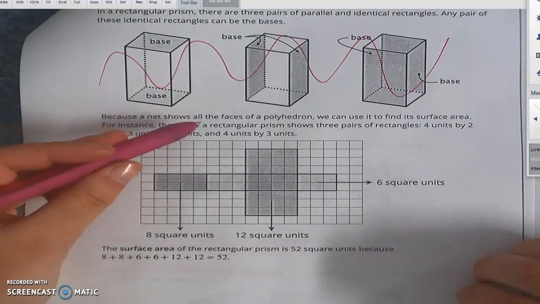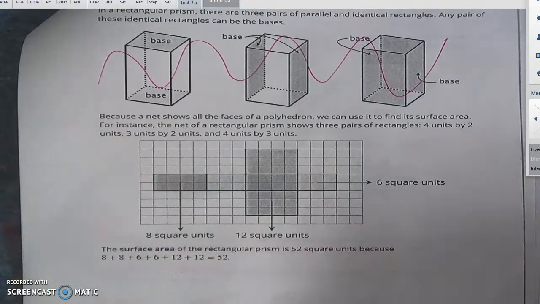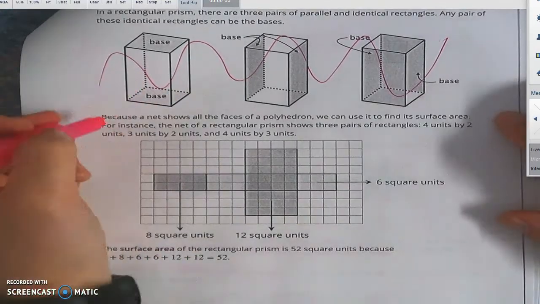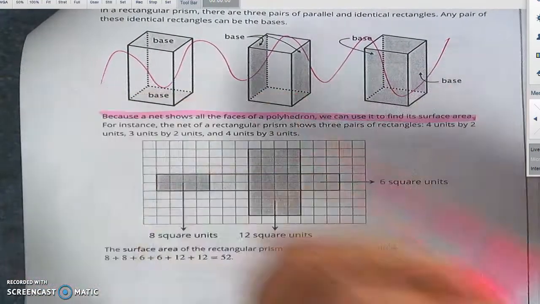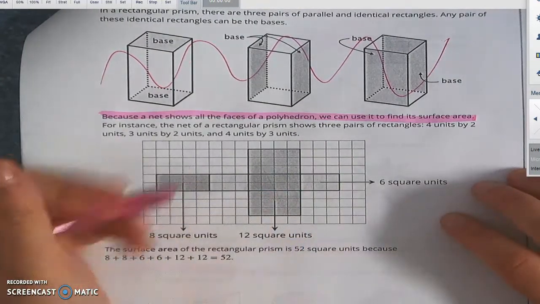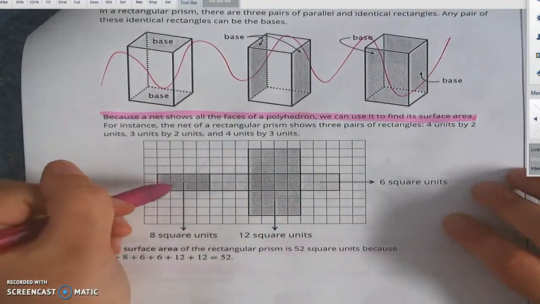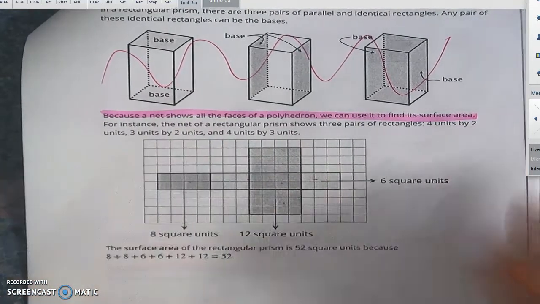Because a net shows all the faces of a polyhedron, we can use it to find its surface area. So once we have it laid out flat like this, we can use that to find the surface area, because the surface area is just the area of all the surfaces. So once I find the area of this, plus this, plus this, plus this, plus this, plus this, that's the surface area.